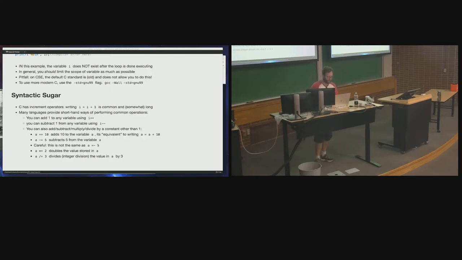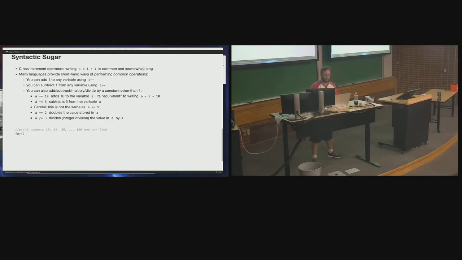Let's do one other quick example here. Instead of printing the numbers 1 to 10, print numbers 10, 20, 30, dot, dot, dot, up to 100, one per line. But instead of that long form, let's use the short form of what we've looked at so far. First of all, let's declare a loop scoped variable, int i. That's only going to exist for the for loop itself. And if you're on CSE, you would have to compile with that GNU99 standard.